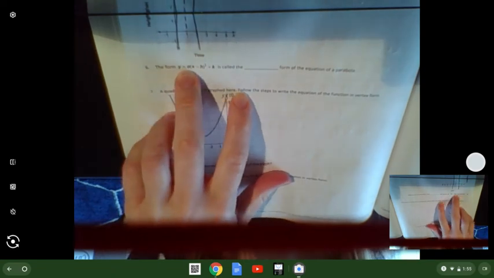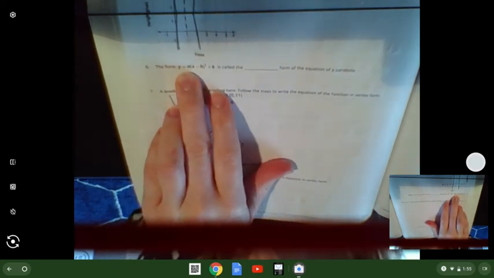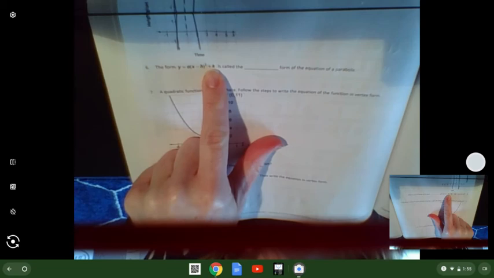You may be thinking, this is a lot of transformations. Now, there's good news and bad news in that. Yes, this is a lot of transformations. A, what flips you over makes you wider or narrower. K, what moves you up and down. And H, what moves you left and right.